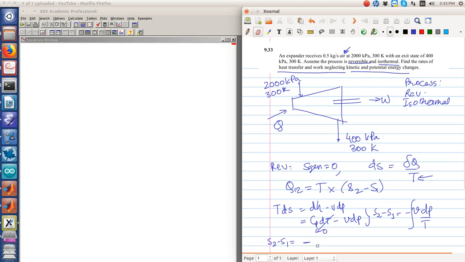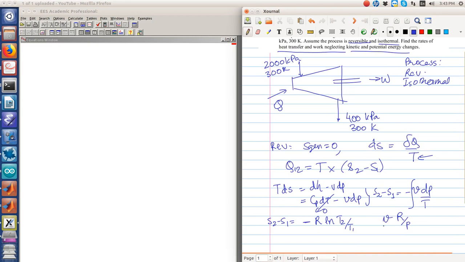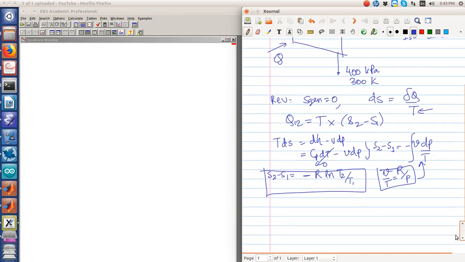So S2 minus S1 is equal to minus R ln of P2 by P1. We are using the ideal gas equation, V by T is equal to R by P. Using the ideal gas relationship, we substitute this here. After the integration, I've directly written the answer. This is what we get.